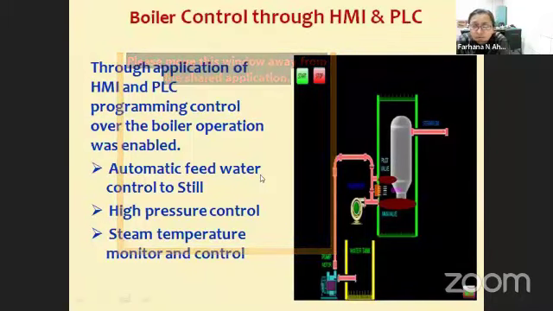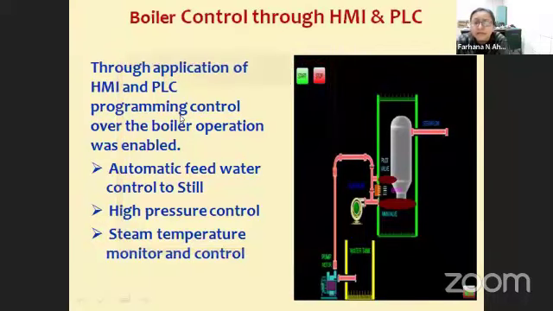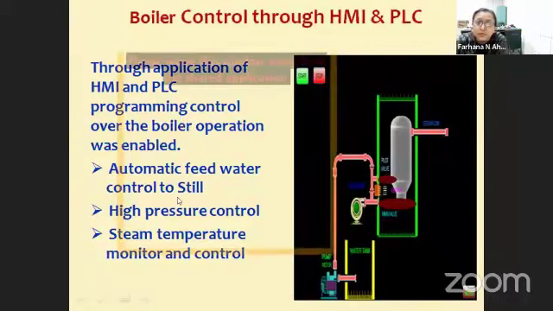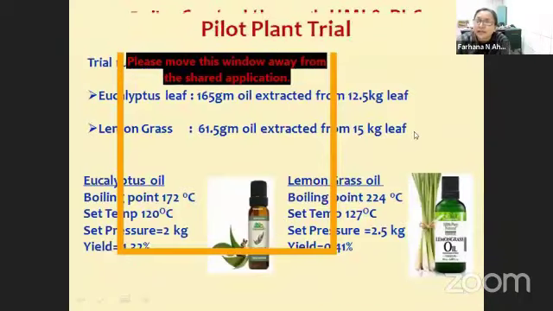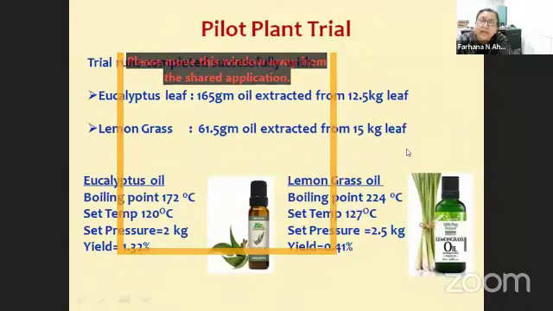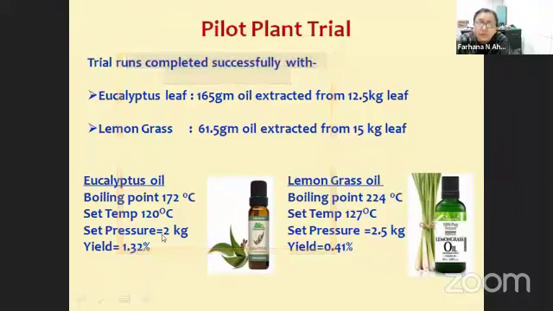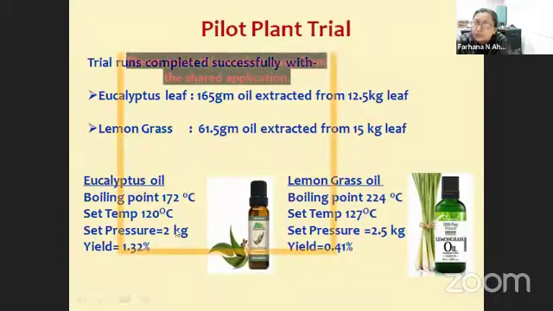Here you can see the control systems which we applied, which enabled us to control the feed water of the boiler and control the high pressure and steam temperature, so the extraction process can be carried out efficiently. These are the pilot plant runs which we conducted. You can see that we did several runs for eucalyptus leaf, and we got a yield of about 1.32 percent. For lemongrass, the yield was lower, 0.41 percent.